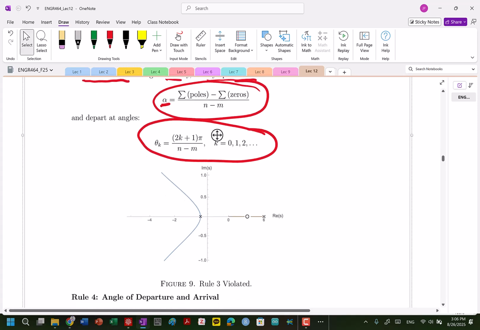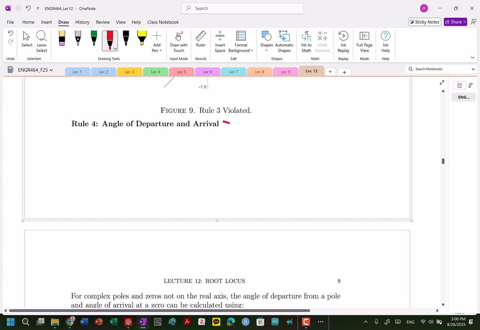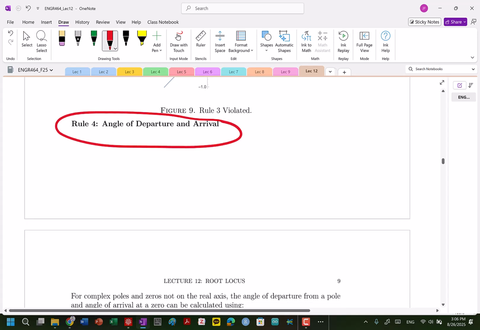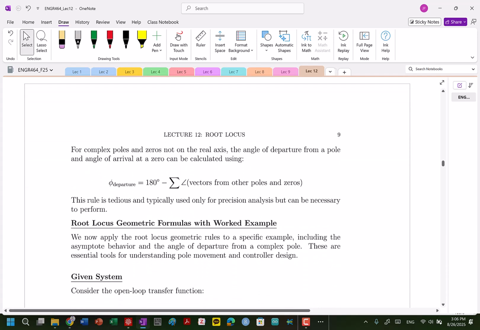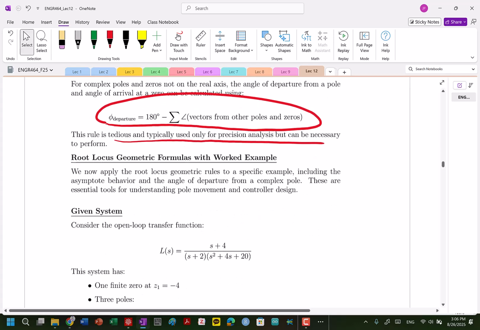This is a little bit harder. You'll have to find those locations. And there's an even more complicated, longer rule, the angle of departure and arrival. We're going to calculate that using this value. This is tedious, and we're only going to use it for precision analysis, but it can be performed.